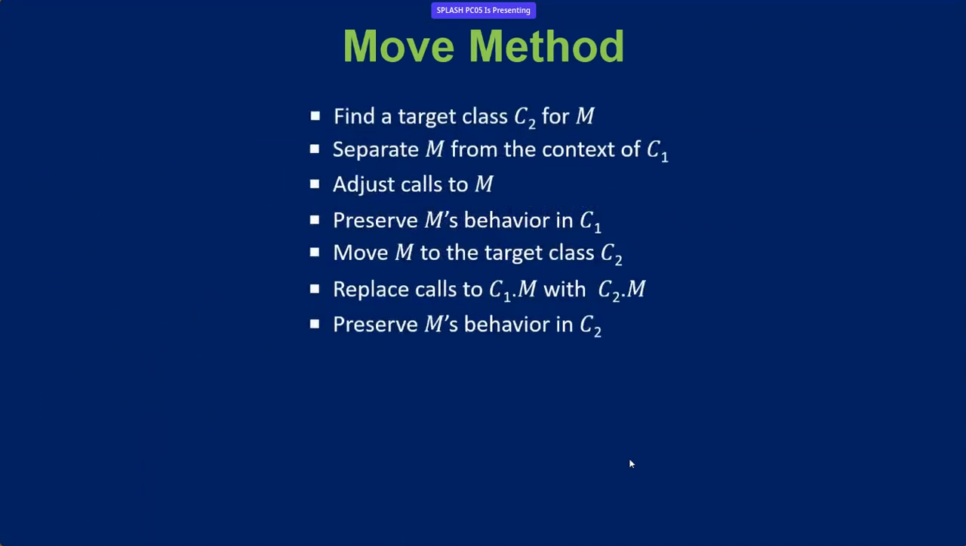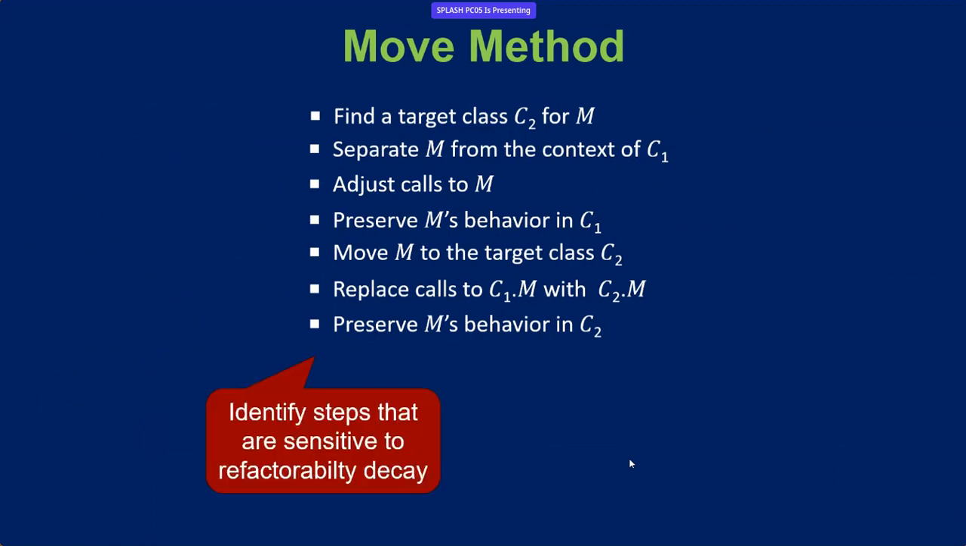The developer needs to find a target class for the method. He needs to separate the method from the current class, maybe change its signature. If the signature changes, say, fixes the call to this method, then make sure that the behavior hasn't changed. Only then you can maybe use the tool to physically move the method to the target class, but then you have to also fix call to this method and eventually make sure that the behavior still hasn't changed.